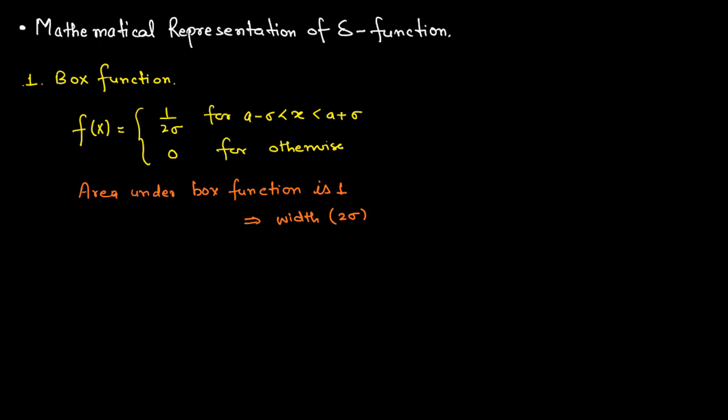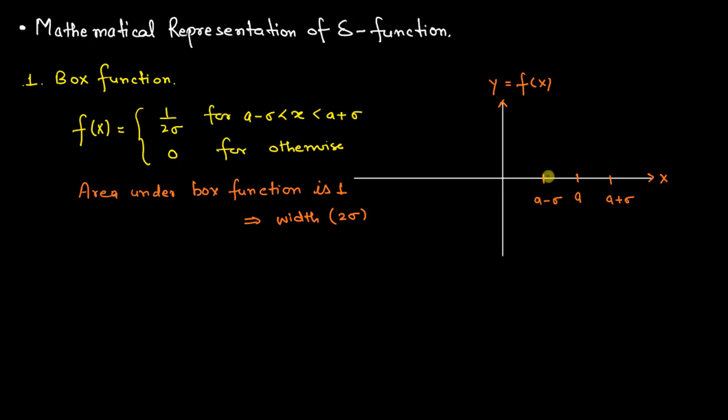Now let's have a look at a plot of how this function will look. Suppose this is our xy coordinate system. This is our x coordinate and this is our y coordinate, which represents the value of the function f of x. Let's suppose the value of a is somewhere over here, and we have one value a plus sigma and another value a minus sigma.